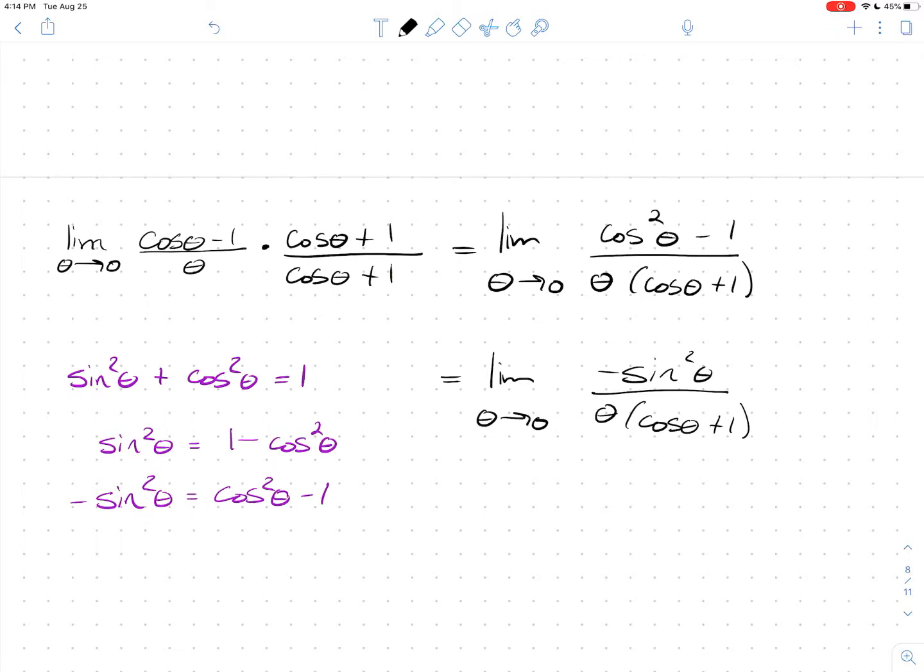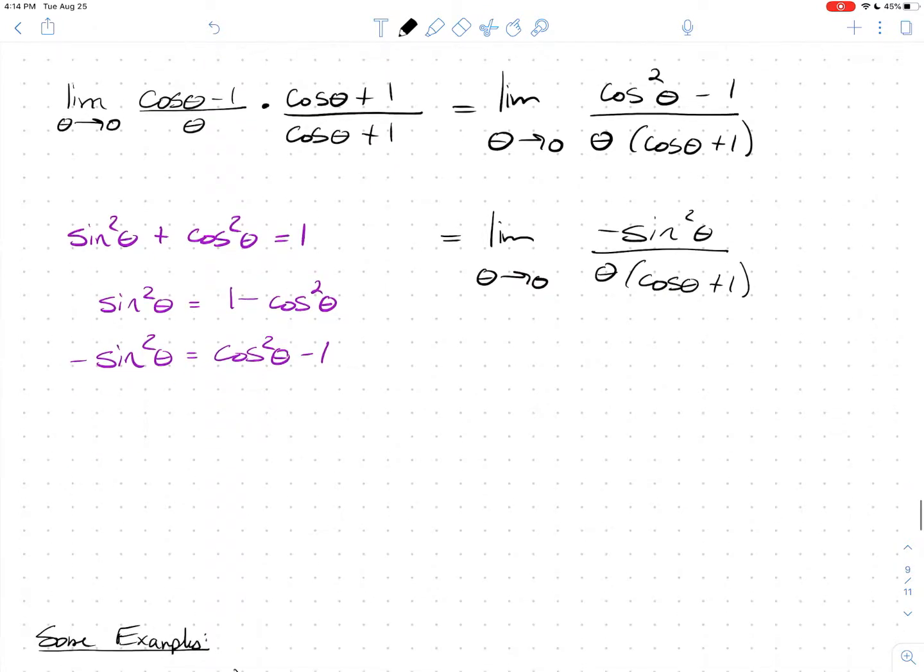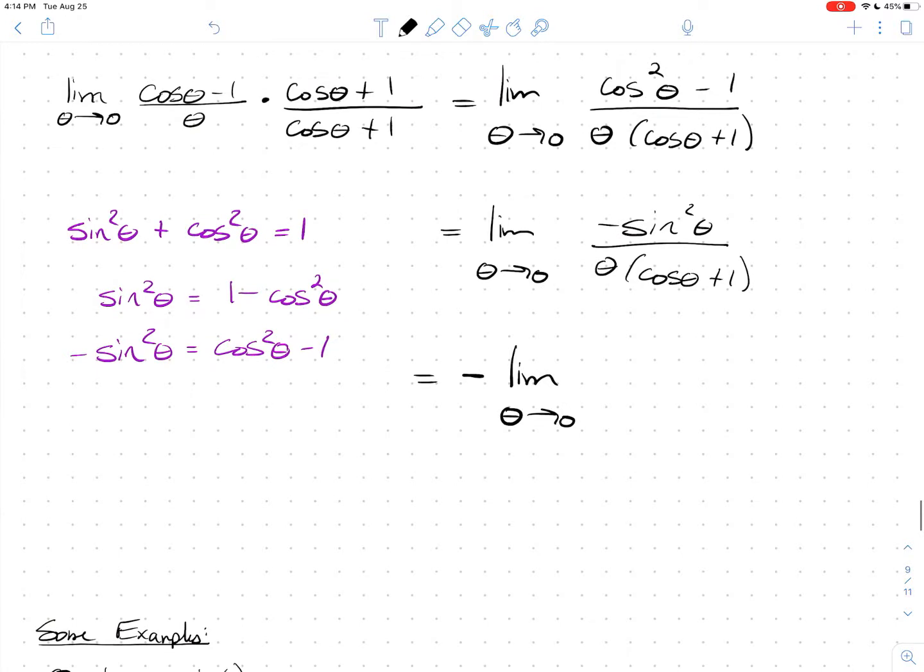All right, so at this point, I'm going to go ahead and rewrite this problem in the following way. First off, this negative, I'm going to pull it outside. I'm going to write this as negative limit as theta goes to 0. And then I have a sine theta times a sine theta. So I'm going to write this as sine theta over theta times sine theta over cosine theta plus 1.